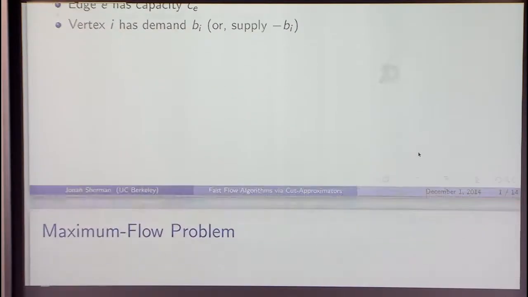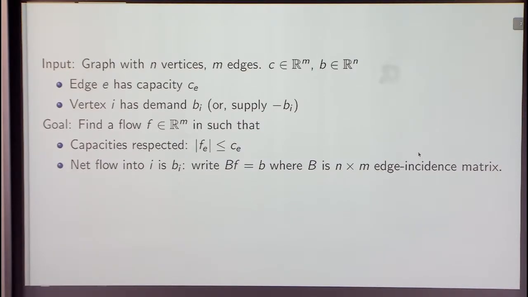And so what we want is to find a flow, which is just an assignment from each edge to some real number. It can again be positive or negative, such that it respects the capacities, and that the net flow into i is b_i. And I'm just going to write that as Bf = b. So B is just the matrix that maps flows to excesses. So this is a linear constraint. So I want to find a flow that respects the capacities, and such that the net flow into i is b_i.